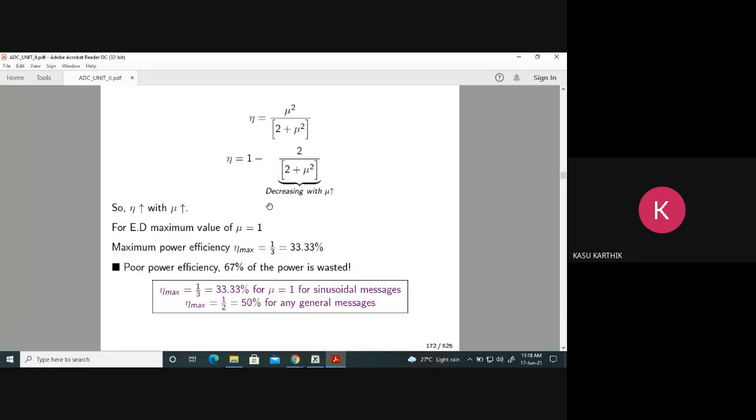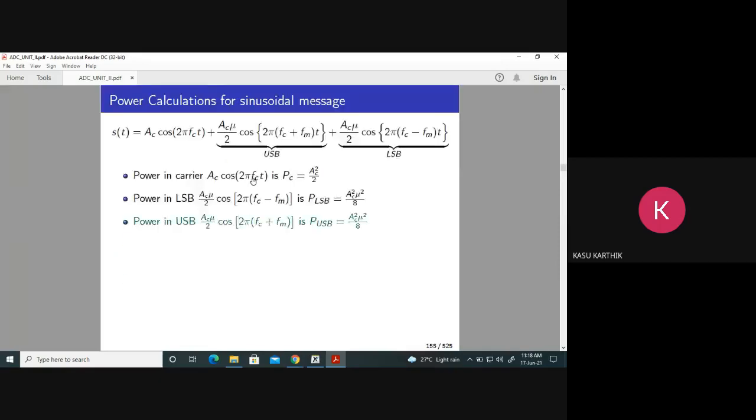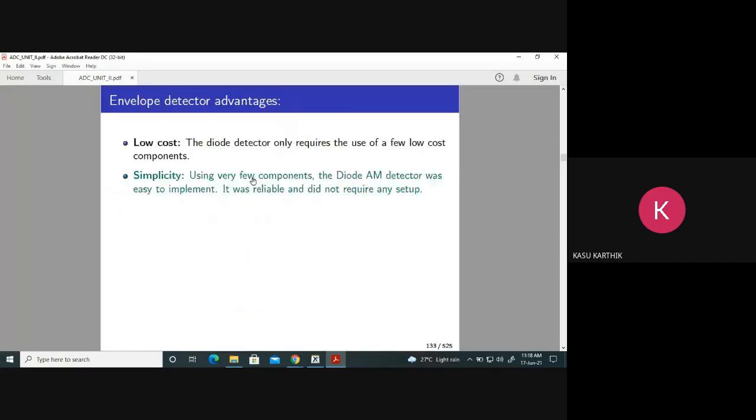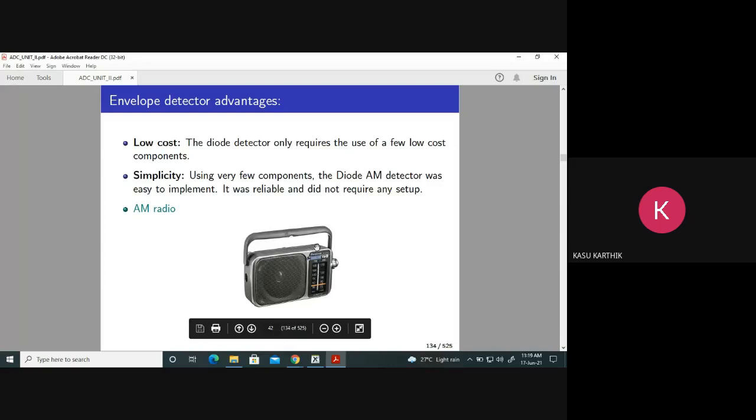What is the transmitter? AM radio stations. What is the receiver? Your AM radio receiver. Just now I showed you. So we have millions of receivers like this, millions of receivers across the world. But how many are transmitting? Very few, maybe hundreds, not more than that.